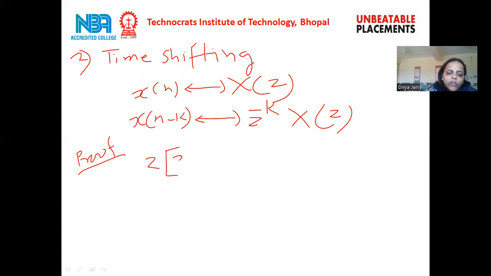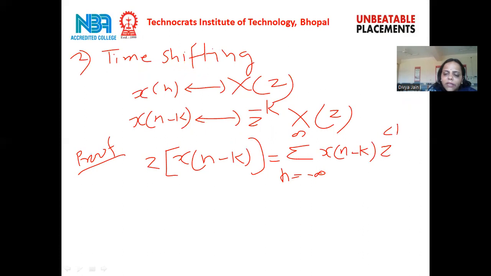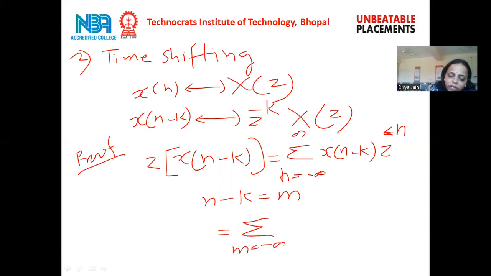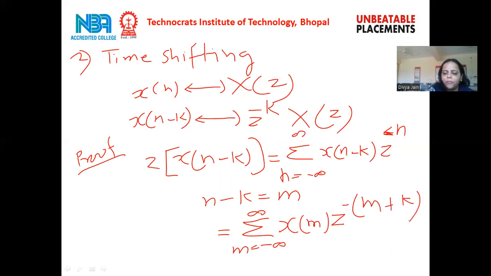The Z transform of x[n minus k] is equal to the summation n equals minus infinity to infinity of x[n minus k] z to the power minus n. Now replace this n minus k with m. So this will become the summation m equals minus infinity to infinity of x[m] z to the power minus (m plus k).